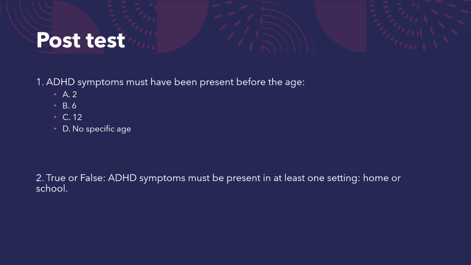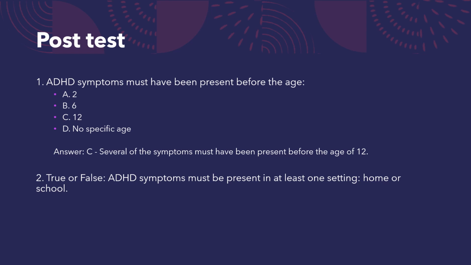Post-test. Number 1. ADHD symptoms must have been present before the age of C. 12. According to the DSM-5, several of the symptoms must have been present before the age of 12.